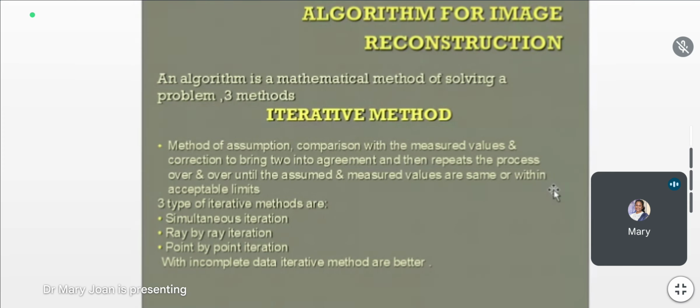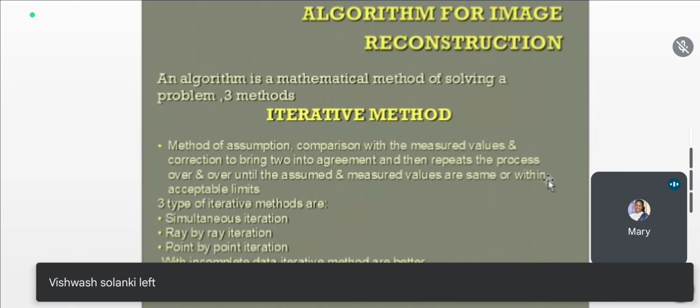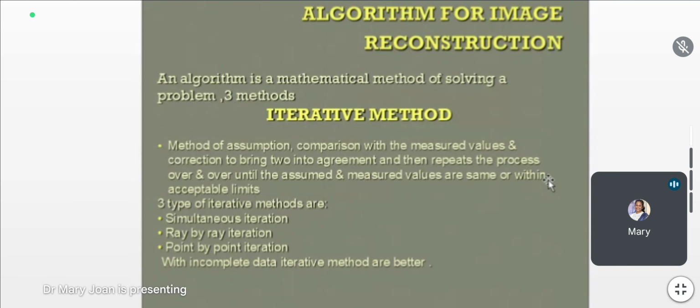Three types of iterative methods are simultaneous iteration, ray by ray iteration, and point by point iteration. With incomplete data, iterative methods are better. If our acquisition data is less and we have less information from the imaging system, then iterative methods are better because they will iterate again and again to reach the desired value for the image formation. So it can compensate for the missing information by means of iteration.